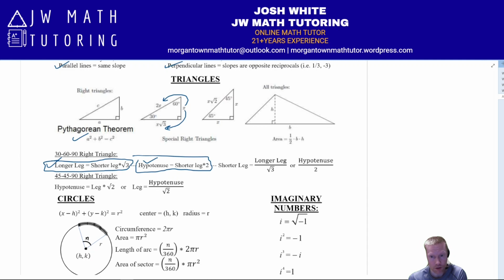Now, if you're going in reverse, i.e. you're starting at the hypotenuse and going to the short leg, or you're starting at the longer leg, which is the one across from the 60, and going to the shorter leg, then you would end up dividing by those same factors. So the shorter leg is equal to the longer leg divided by square root 3, or it's also equal to the hypotenuse divided by 2. Hypotenuse basically cut in half.